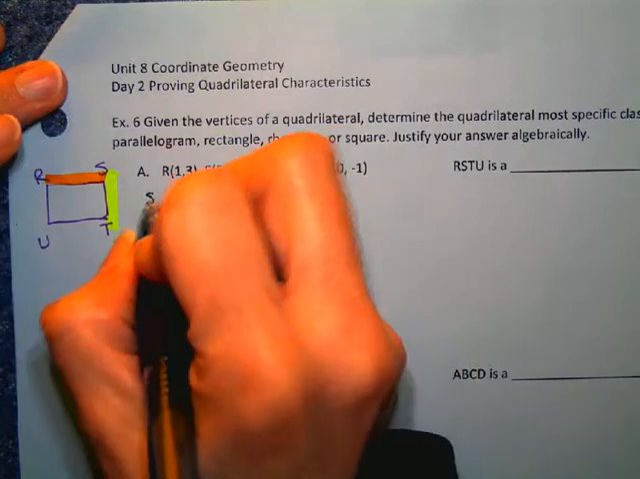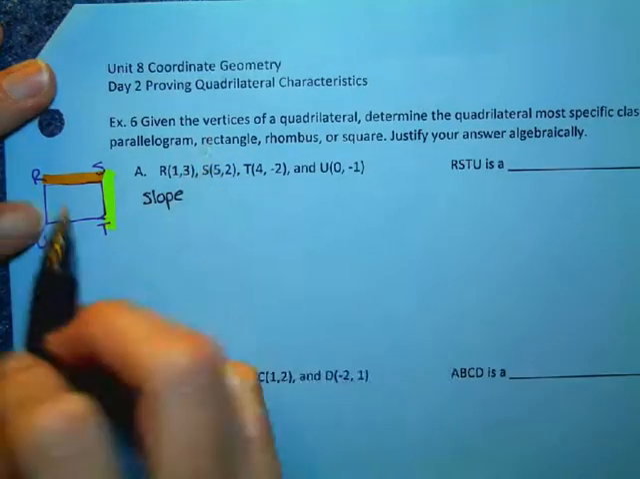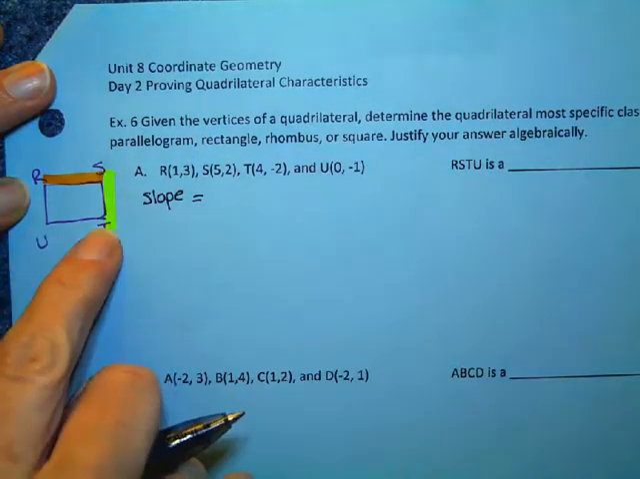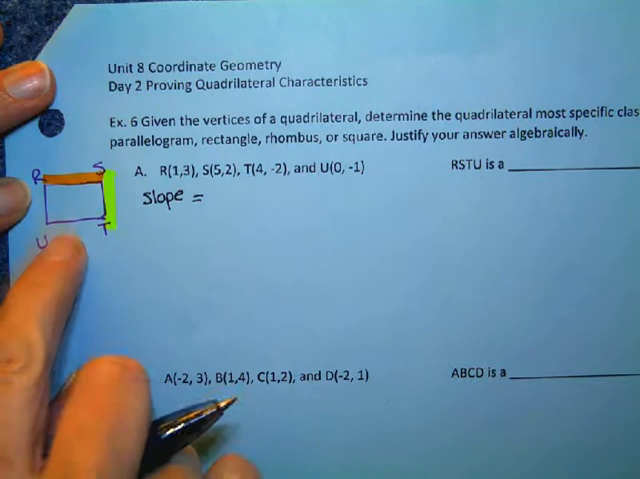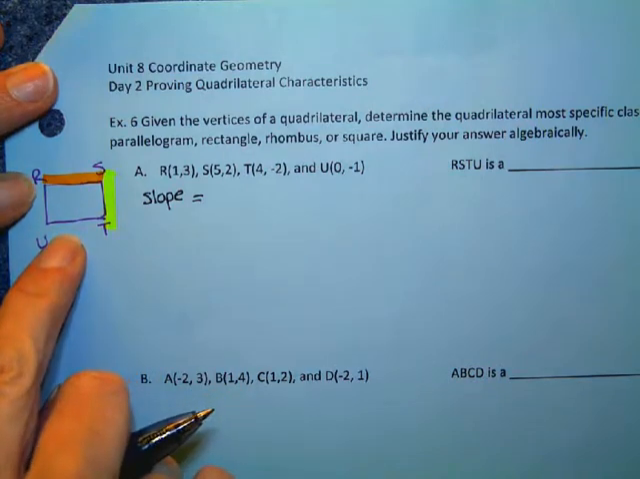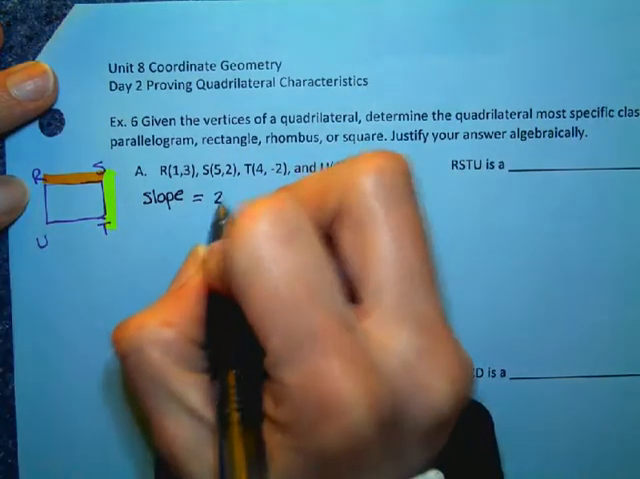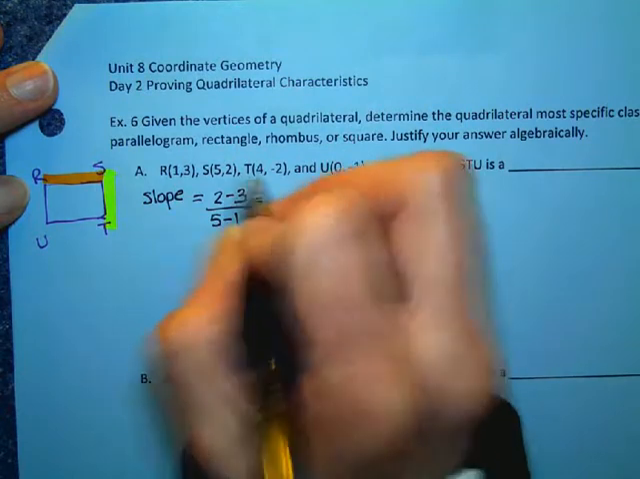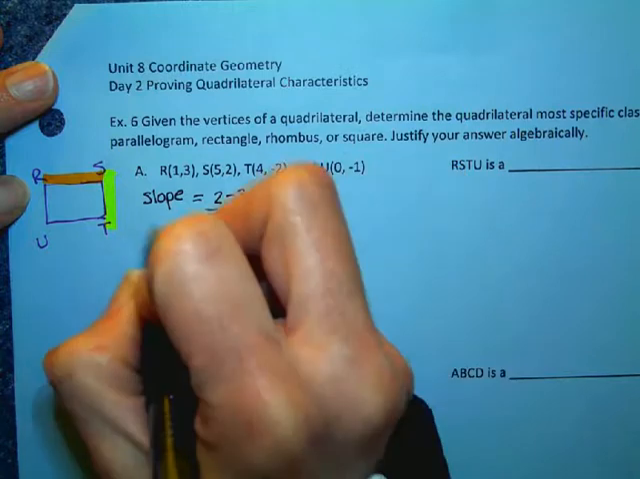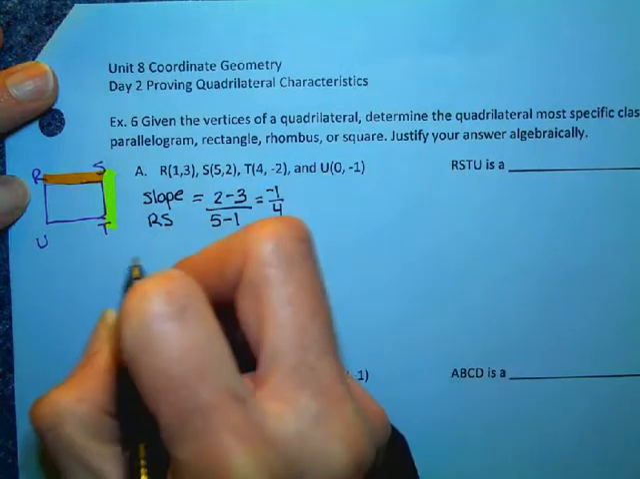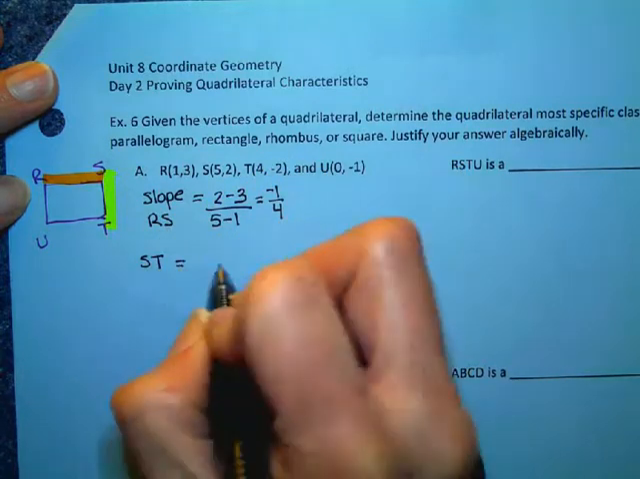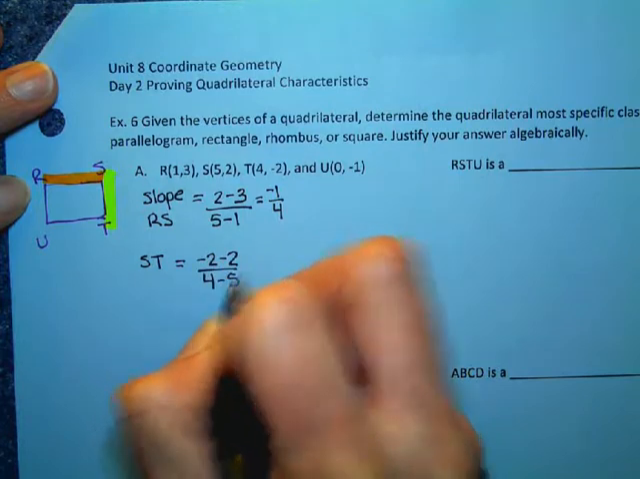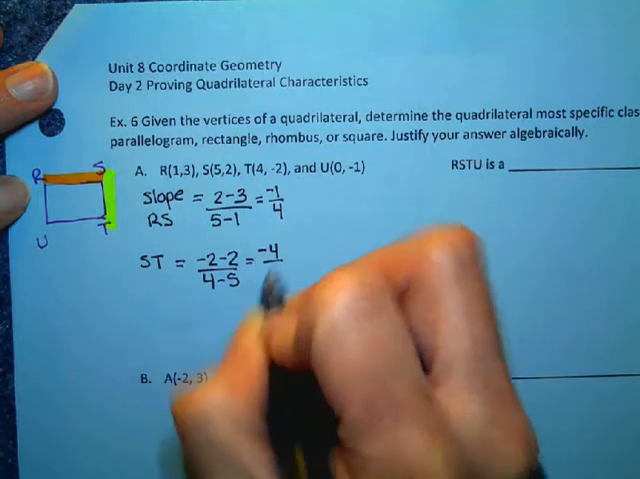So we're going to start with the slope formula. And we're going to look at RS. So you always want to do two sides next to each other, because if I did opposite sides, those are all going to be parallel on these. So RS would be 2 minus 3 over 5 minus 1. That's negative 1 over 4. So I said that was RS. And then let's do ST. Negative 2 minus 2 over 4 minus 5. Negative 4 over negative 1 equals positive 4.